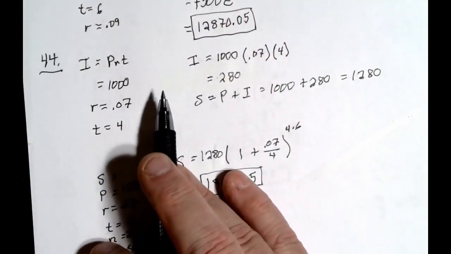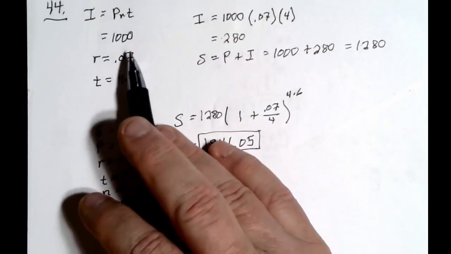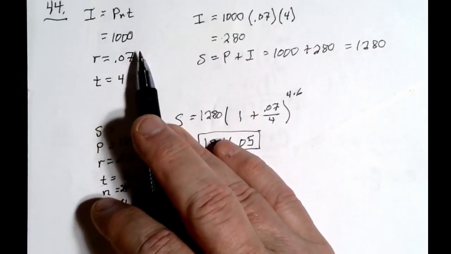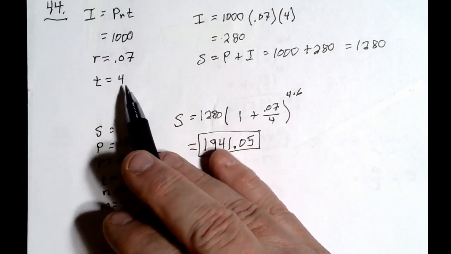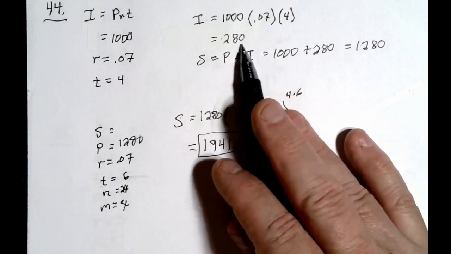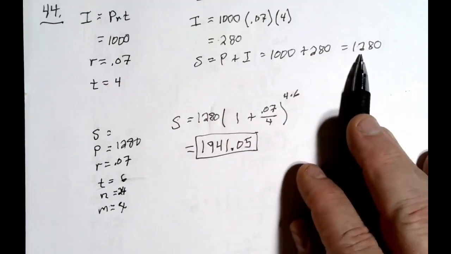44. Suppose Patrick deposited $1,000 in an account that earned simple interest at an annual interest rate of 7%, left it there for 4 years. Okay, so his interest would be $280, and the amount that he would have at the end is $1,280.